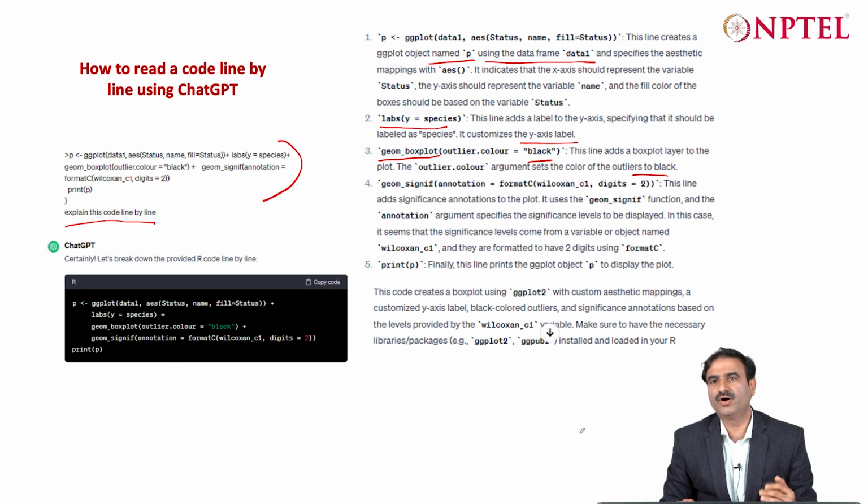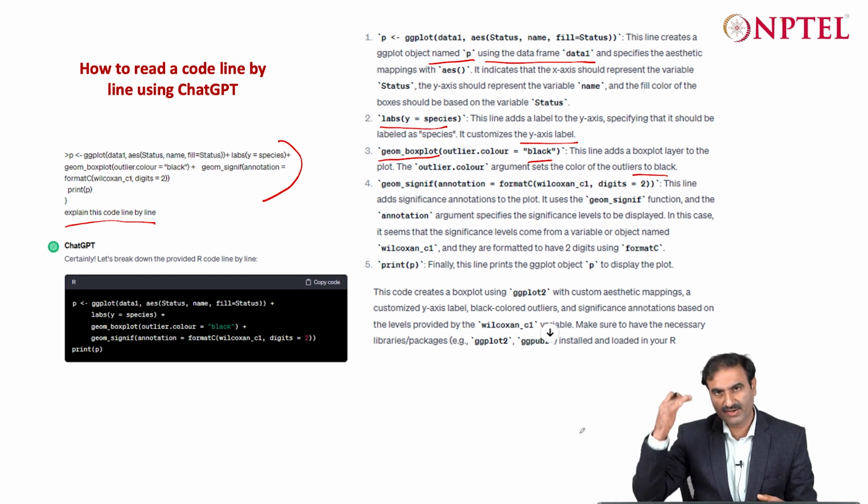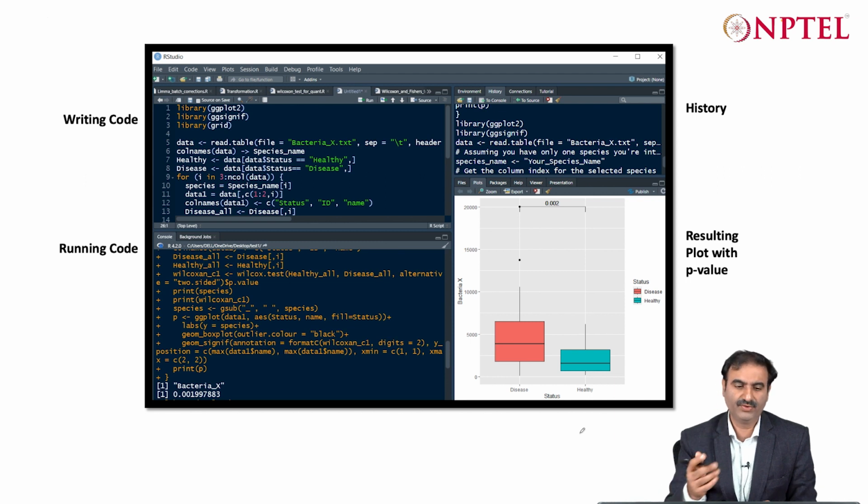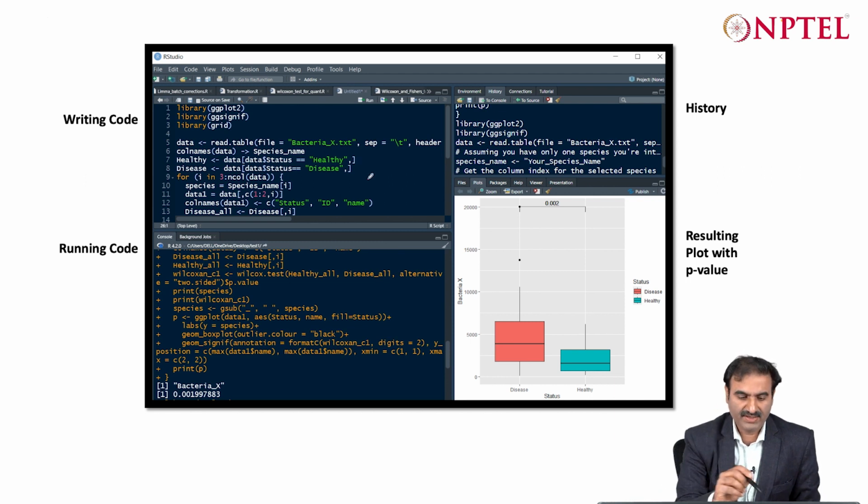Because if you give too long a code, then it will print a lot, right? And then you have to go through each and every line. Okay, so ChatGPT is very useful in this way. Okay, then we are executing this in RStudio. So you are pasting your code here and then running your code on the console, right?